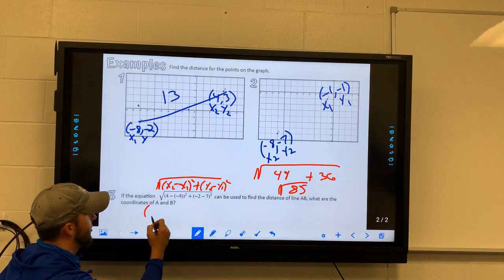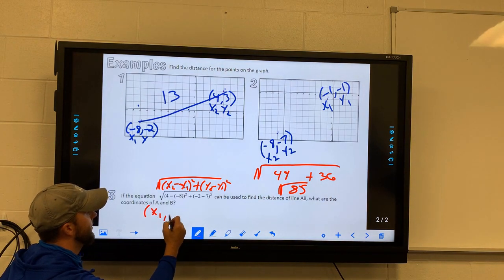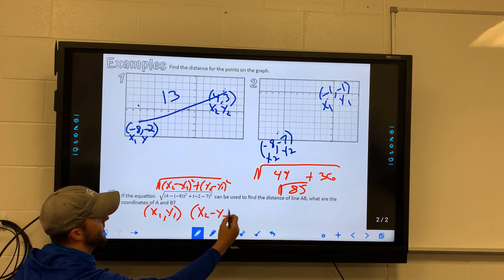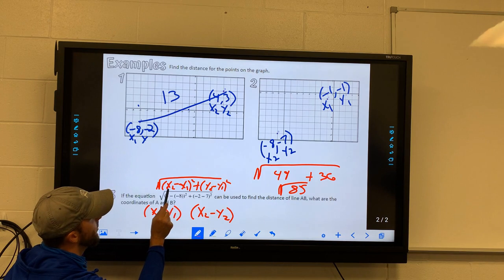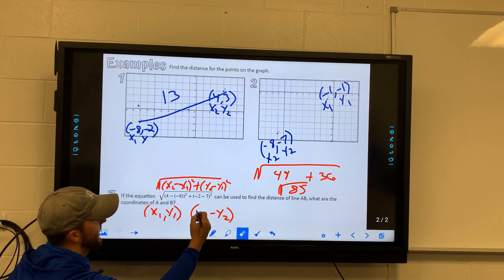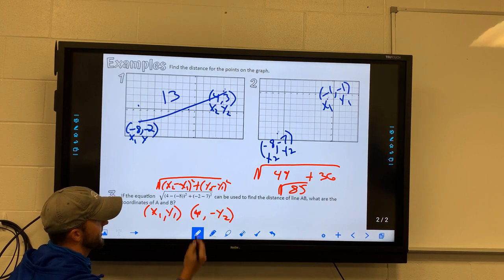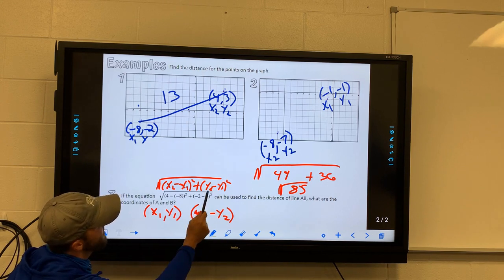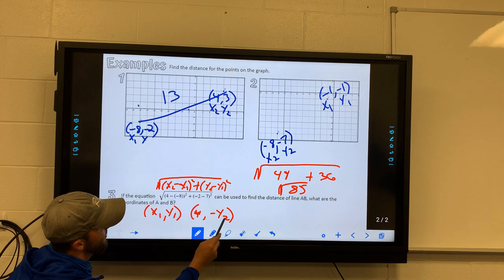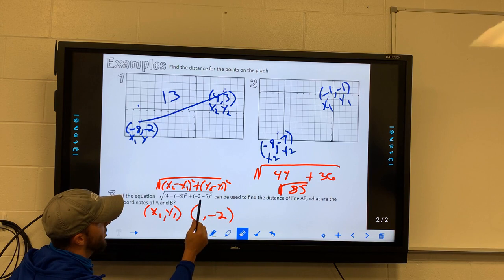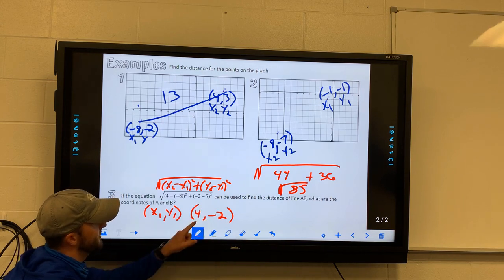So look, I'm going to write my coordinates. x1, y1, x2, y2. Okay, so look, x2, what's in the x2 spot? That's a 4. So it looks like I'm going to erase this and 4, comma. Does that make sense? y2 here is going to end up being -2. So right here, this right here is going to turn into -2. So that means the coordinate for the first one is going to be 4, -2.